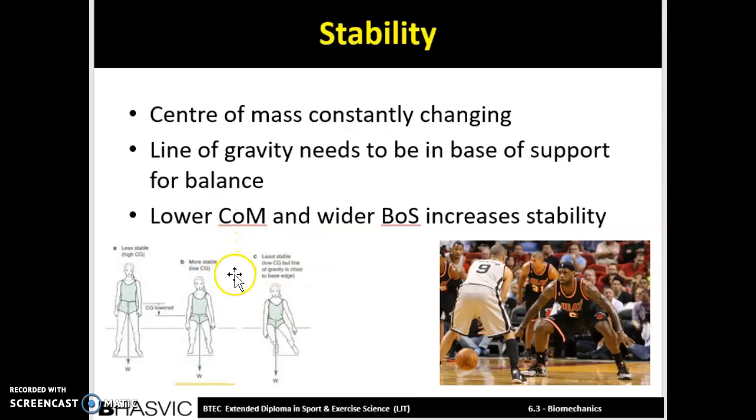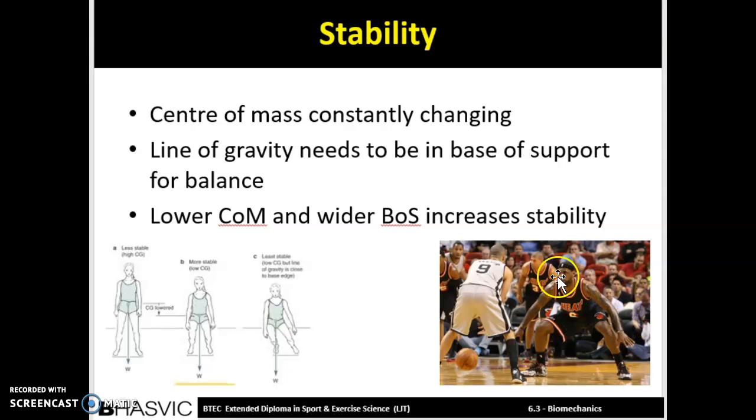So to increase stability, you'd want a lower centre of mass and a wider base of support, just like this performer here is doing. As they've squatted down, their centre of mass has gone from here to all the way down here, and then their legs are more shoulder width apart rather than next to each other, increasing their base of support. And this position here gives them the most stability possible, meaning that they would quickly be able to take the ball back from an attacker.